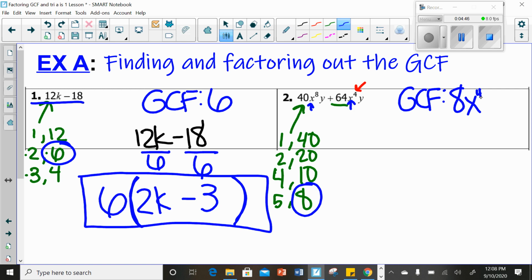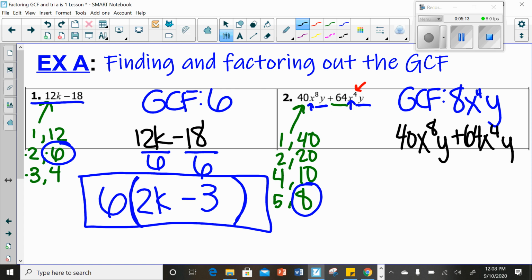The next thing we're going to look at is our y's. We'll see that we just have one y present in both terms. So that one y is a common factor. Okay? So then, just like the last one, we'll rewrite our problem. 40x to the 8th times y plus 64x to the 4th times y.